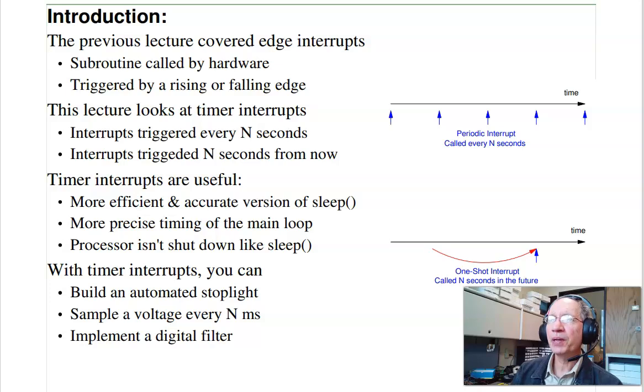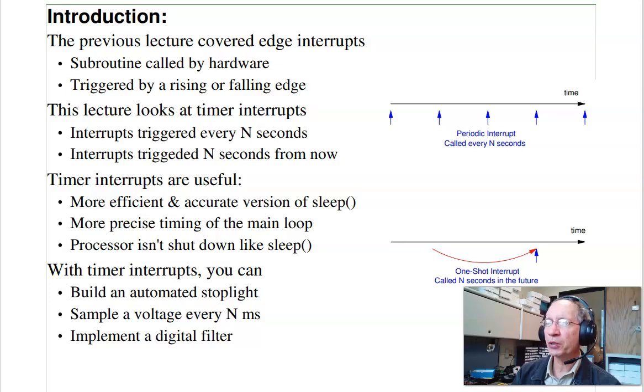So, recapping, in the previous lecture, we covered edge interrupts. Edge interrupts are subroutines called by hardware, and the hardware subroutine can be triggered based upon a rising edge or falling edge or both edges. In this lecture, we're looking at timer interrupts. That's a subroutine that can be called every n seconds for a periodic interrupt, or triggered n seconds in the future for a one-shot.